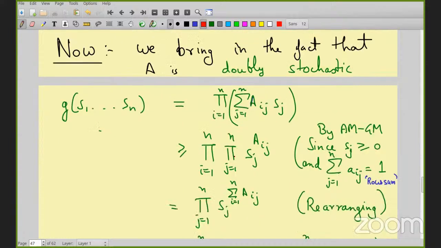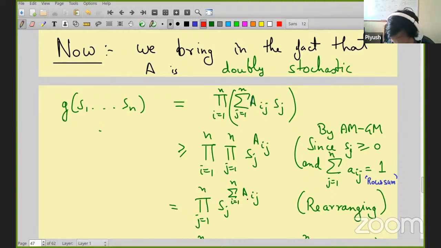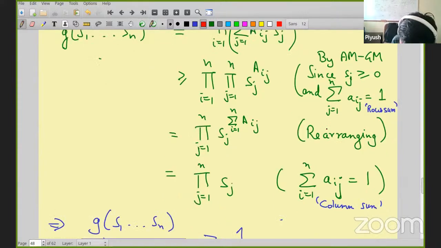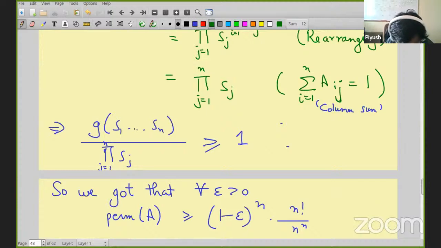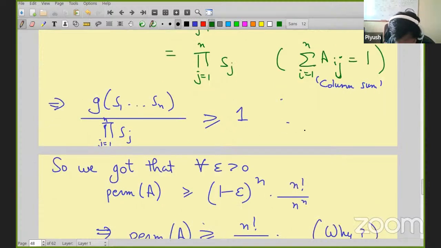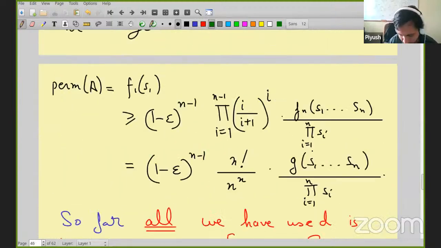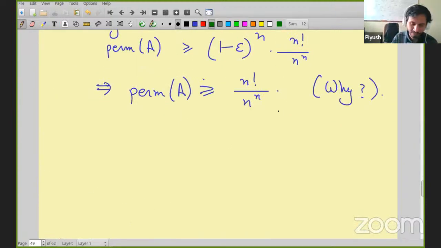So Sj to the power Aij. Then you collect the terms corresponding to Sj. So you get Sj to the power of the sum over i from 1 to n of Aij. But this is also 1 because of column stochasticity. And so you get that this so-called capacity is greater than or equal to 1. So the permanent of A is bigger than (1 minus epsilon) to the n, or n factorial over n to the n, for every positive epsilon, because we did this argument for any positive epsilon. And so you get the result.